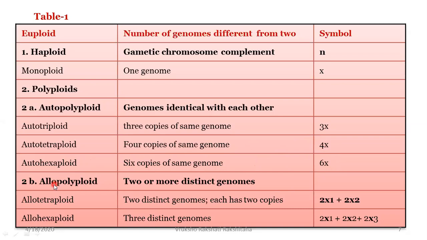Now in allopolyploid, for example, allotetraploid, it has 2 distinct genomes and each genome has 2 copies. That is 2 into the first genome plus 2 into the second genome. Allohexaploid has 3 distinct genomes. So 2 copies of the first genome plus 2 copies of the second genome plus 2 copies of the third genome.